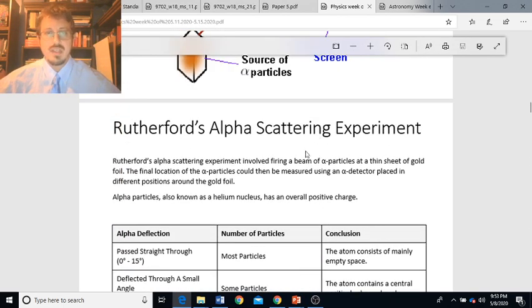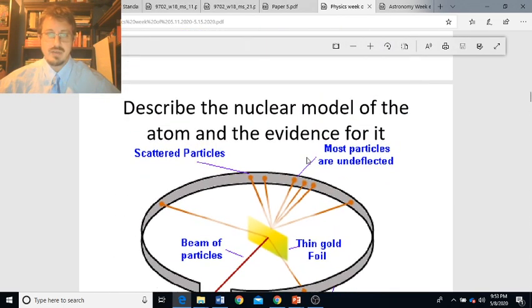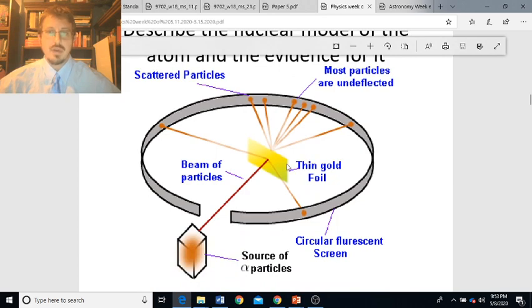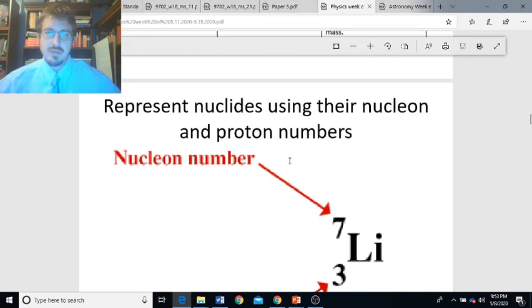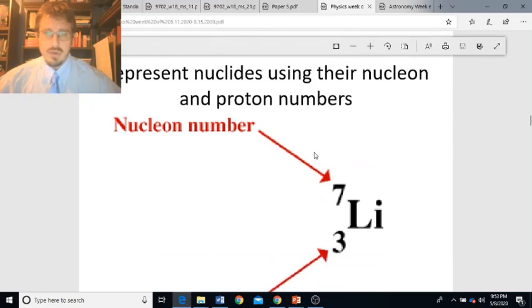Right, and so that's the key idea with Rutherford's alpha scattering, or the gold foil experiment, suggesting that atoms have a nucleus, so the nuclear model for the atom, as opposed to some of the other models that you might have studied in your chemistry class when we look at the history of atomic theory. Represent nuclides using their nucleon and proton numbers.